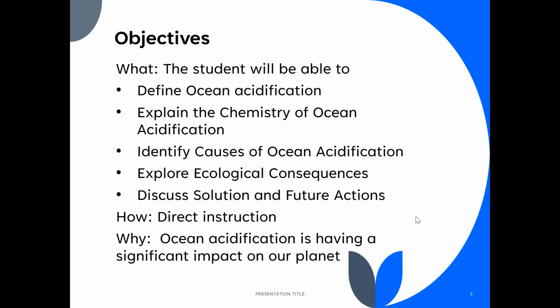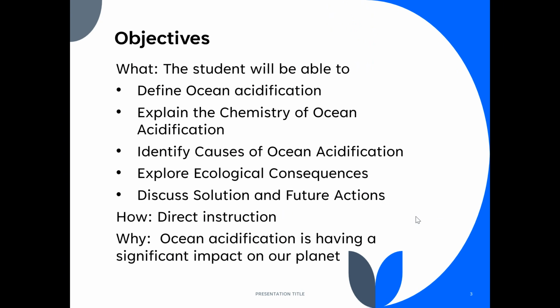So what are we going to do? We're going to try to define what ocean acidification is. We're going to try to explain the chemistry that is involved in ocean acidification. We're going to identify causes. We're going to talk about ecological consequences. And then finally, discuss a few solutions and things that might be done in the future to help.